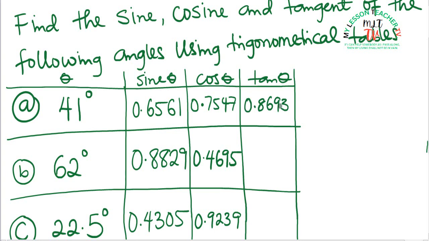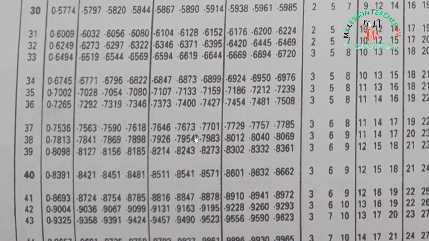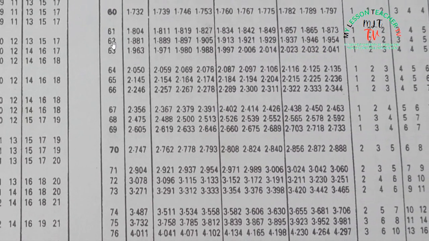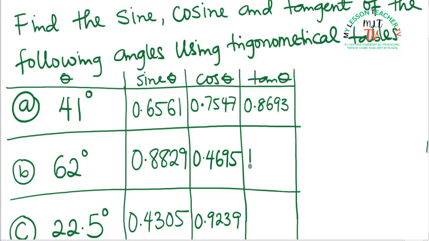We'll do same for angle 62 degrees. Angle 62 degrees falls somewhere here. Tan of angle 62 degrees is said to be 1.881.